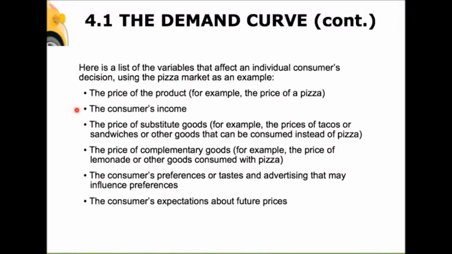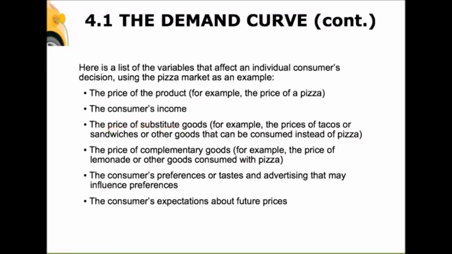But there are some other variables, one of which is consumers' income. Consumers' income affects how much people want to buy. If you earn more income, you tend to buy more pizza. If you earn less income, you buy less pizza, and this is true for a lot of goods and services.